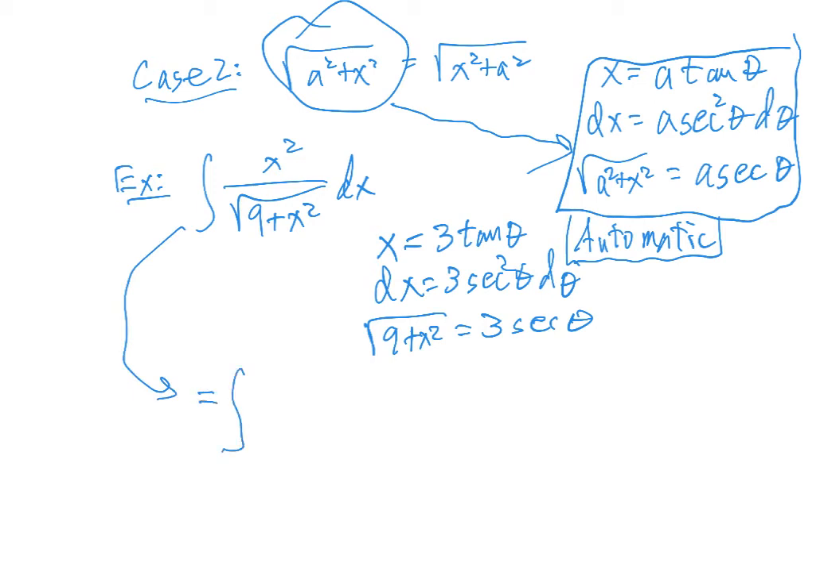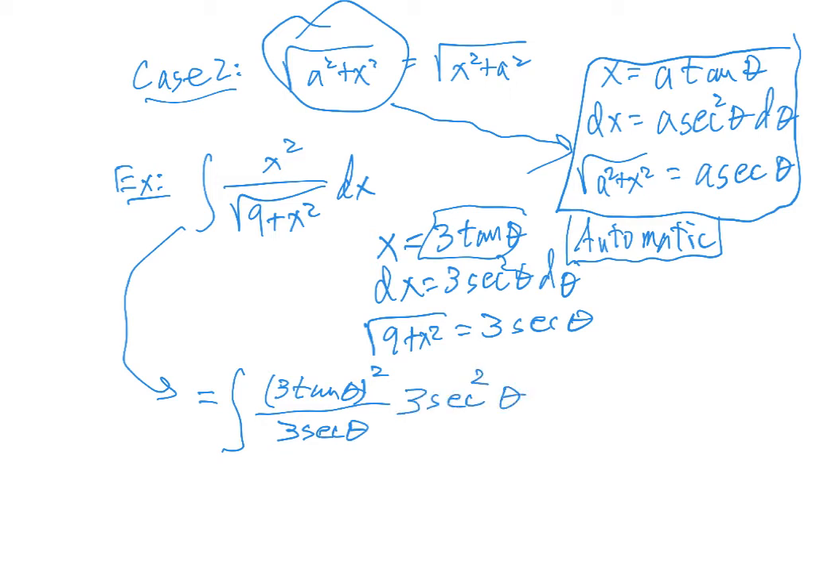Now, in the numerator, we have an x squared. Well, there's our x, so let's put it up there, 3 tangent theta. At the bottom, we have the radical, 3 secant theta. And then we have the differential, which is 3 secant squared theta d theta.